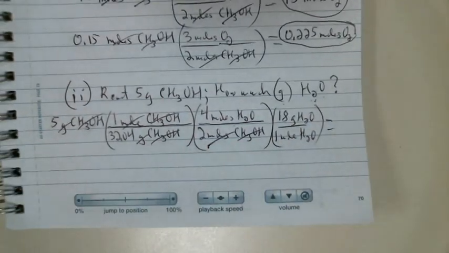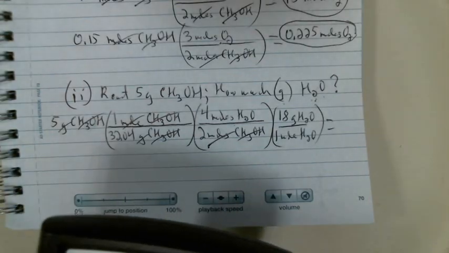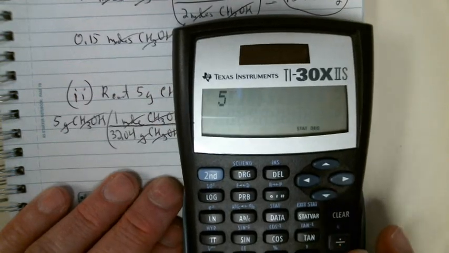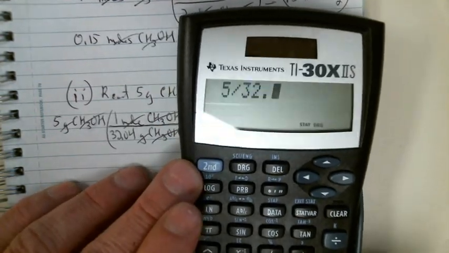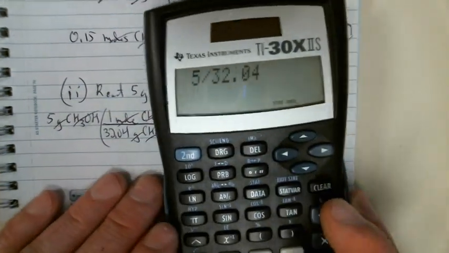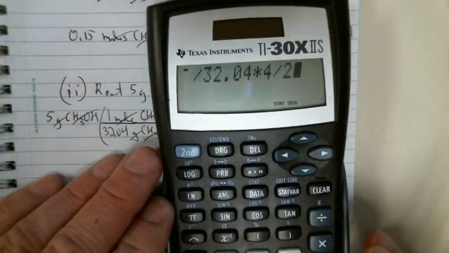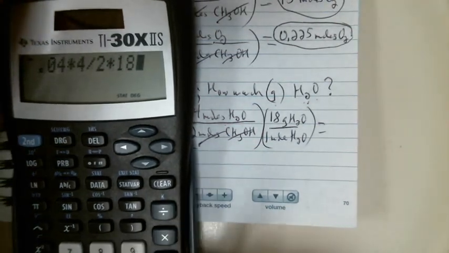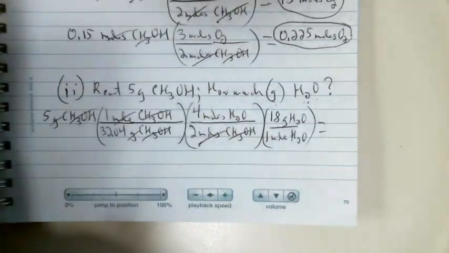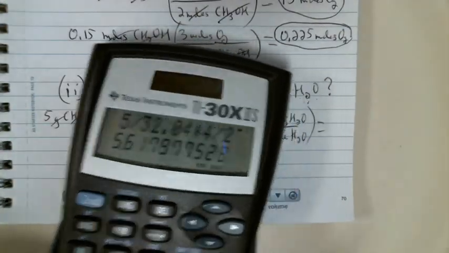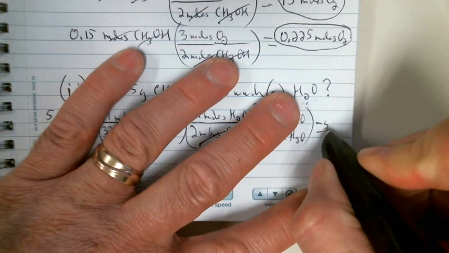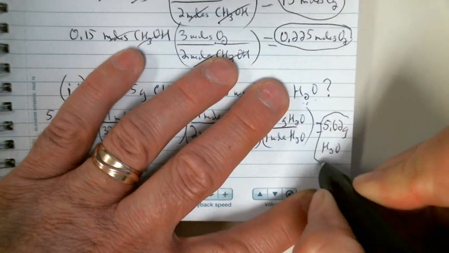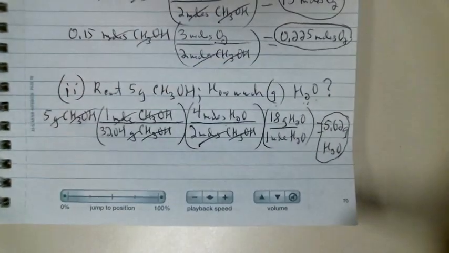And now we can do this all in one big long thing on the calculator, right? So we start with 5 divided by 32.04, and then times 4 divided by 2. Look, no parentheses, no nothing. My calculator can handle it just fine. Times 18, and I get 5.62. You always need at least 3 digits. 5.62, and that's grams of water.